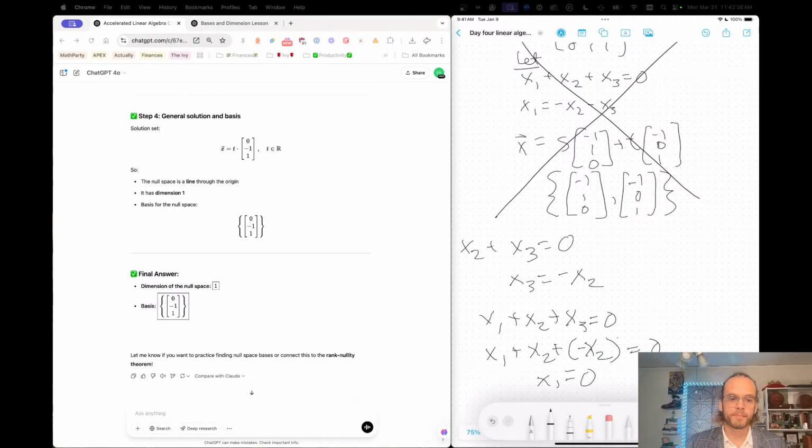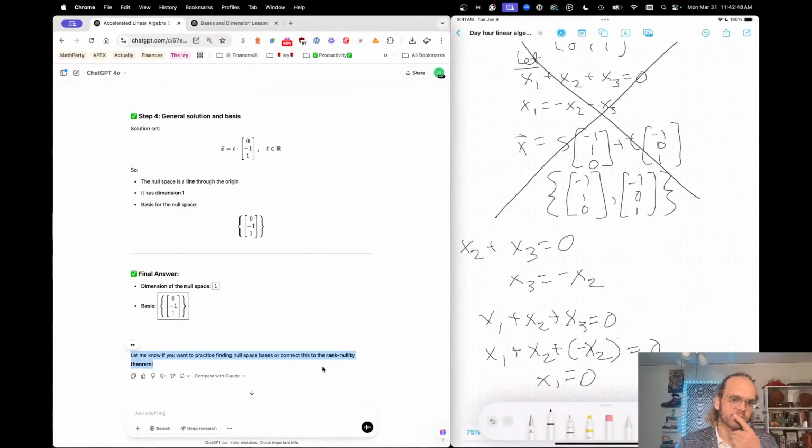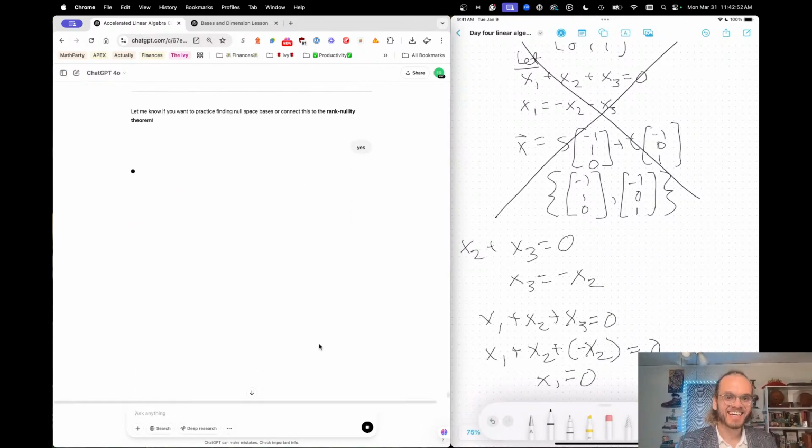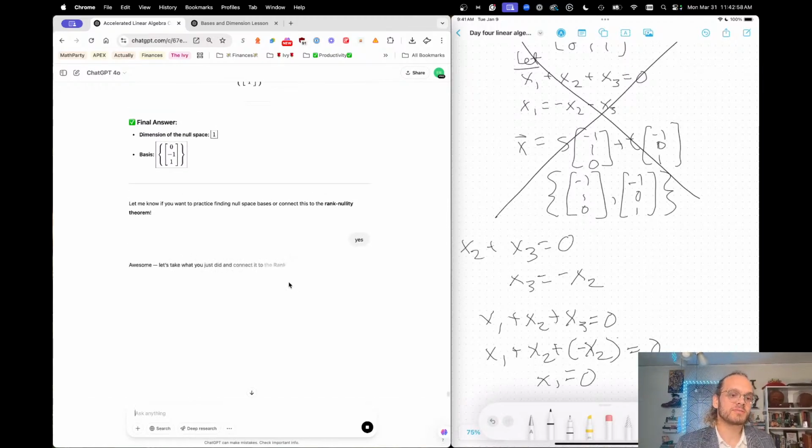All right, we're back. The dimension of the null space is 1. All right, let's go. If you want to practice finding null space bases, or connect this to... I don't think I formally learned the rank-nullity theorem or how to find null spaces.